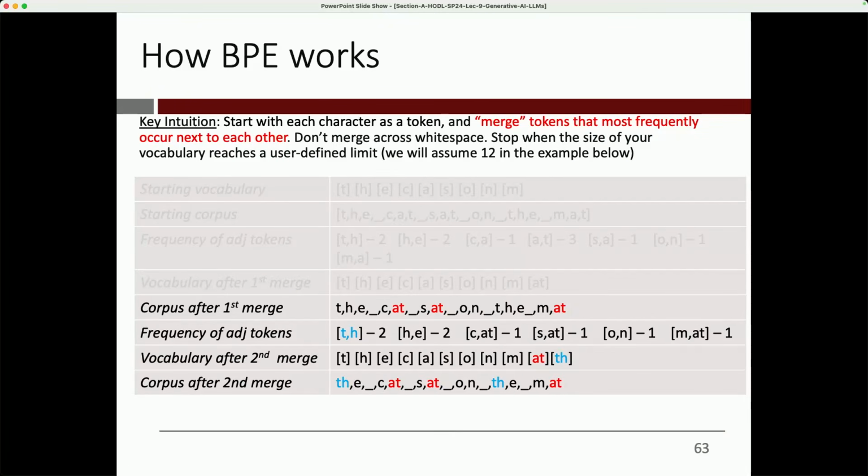And then what we do is, again, this calculation of adjacent tokens on this updated corpus. And you can see here, TH shows up once.